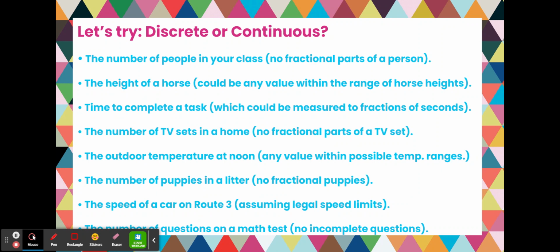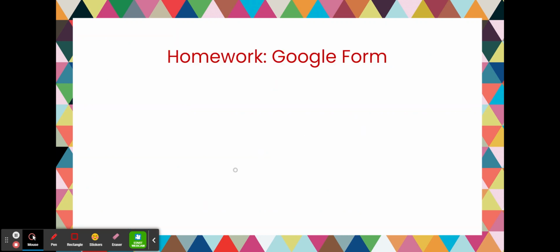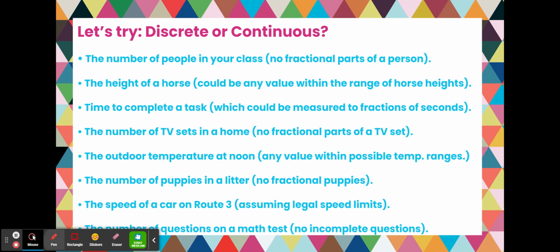Okay, so let's try. I want you to put C for continuous or D for discrete. Go through each one. So I'm going to go ahead and check. You can check your answers, so you can pause it and then play it. Number of people in your class, I was able to count them, so that would be discrete. The height of a horse, I'd be able to measure that, so that'd be continuous.